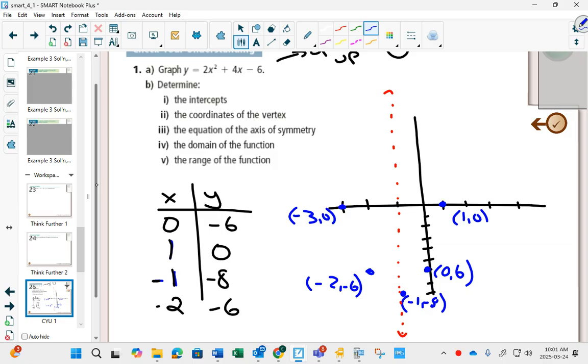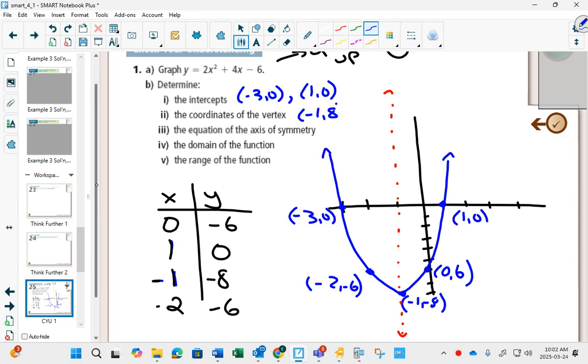And I now can draw my parabola through these points and have an accurate graph. My vertex is -1, -8. My intercepts, or my zeros, are -3, 0, 1, 0. Coordinates of the vertex, -1, -8. We didn't label our axis of symmetry yet, but we can. We'll do it in red. Draw it with a dotted line. If you have a red pen, you could take it out to do that.